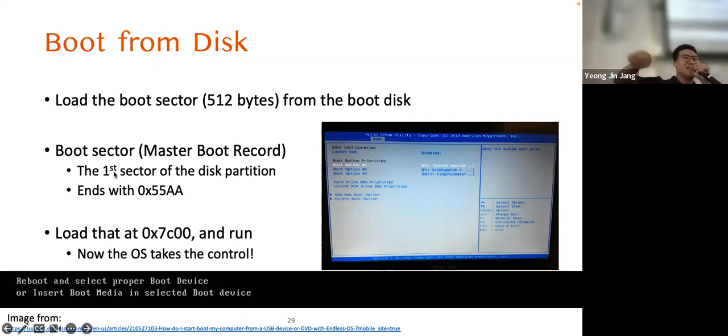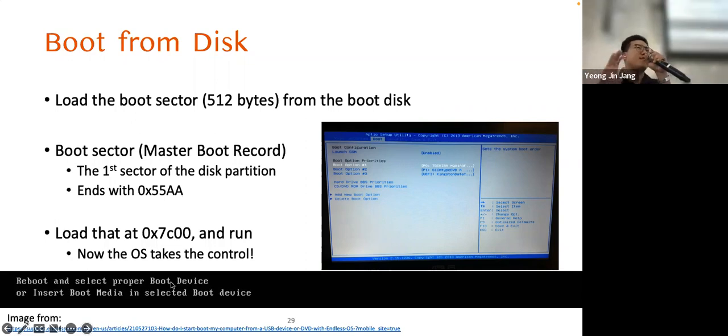You can regard the disk, whether it is a circular magnetic disk or NVMe memory, virtually as an array of sectors. What it does is just read the first sector, 512 bytes, and then run it. That's it. The only thing they check is that the last 2 bytes of the boot sector must be 55AA. If that condition does not match, the computer will show that it has no proper boot device and boot failed.